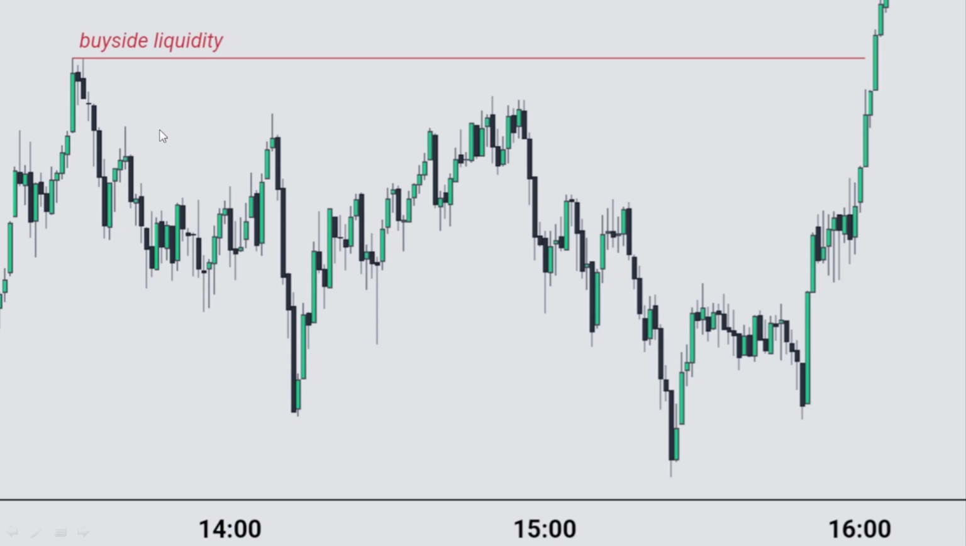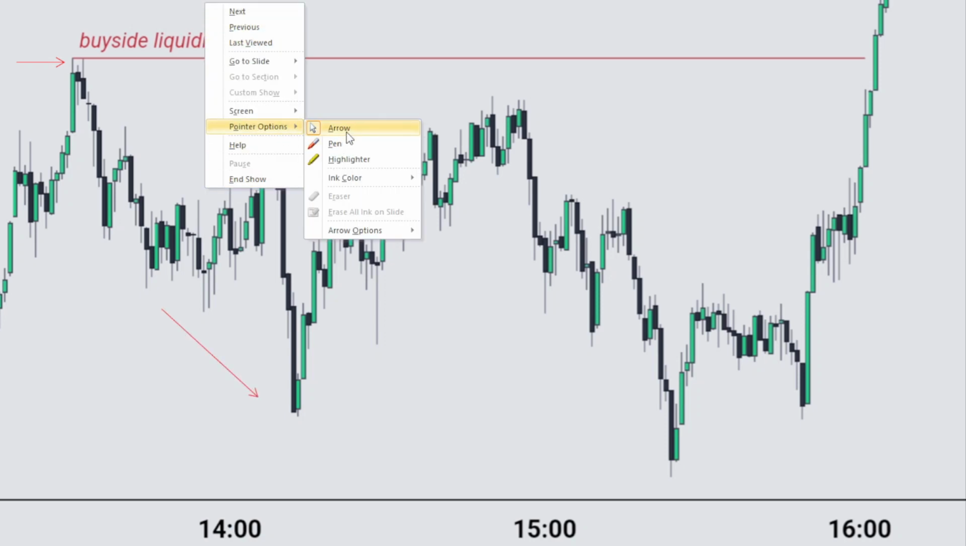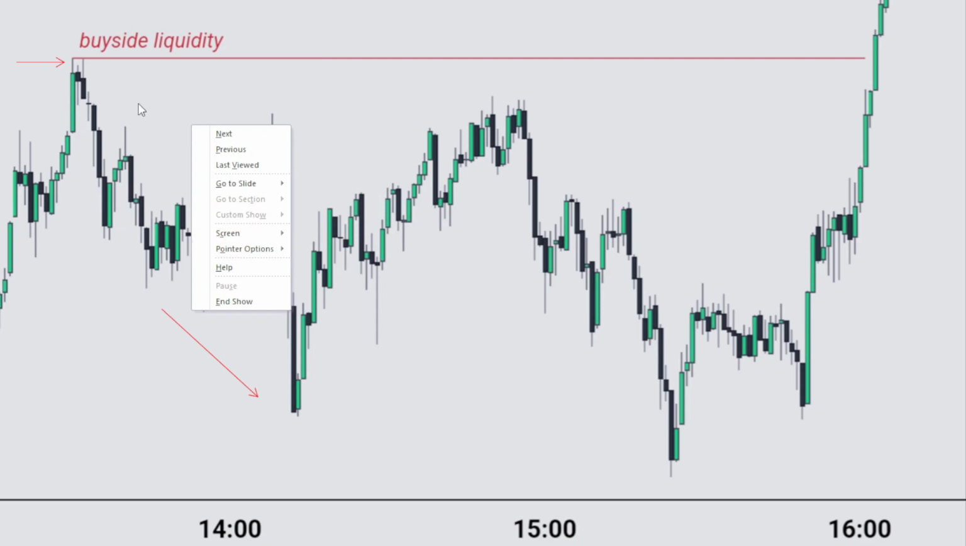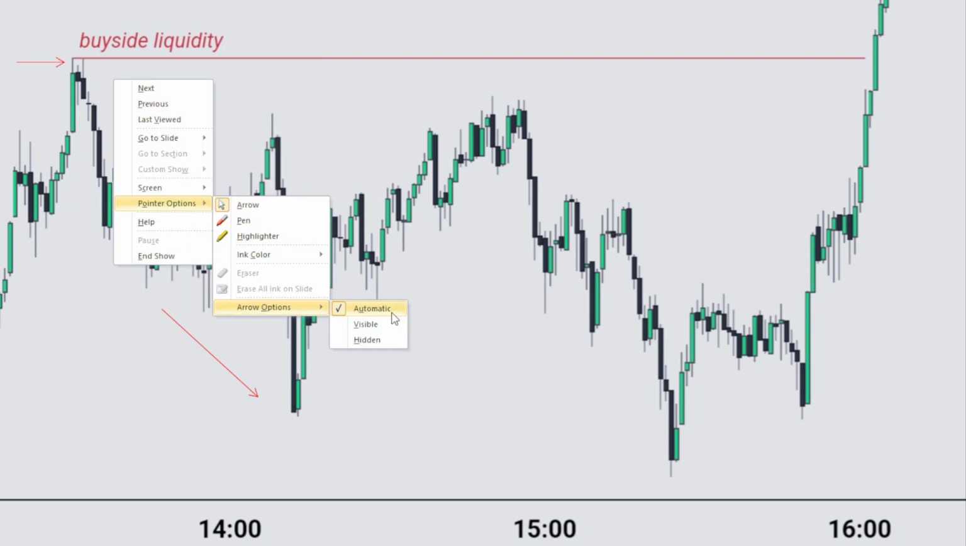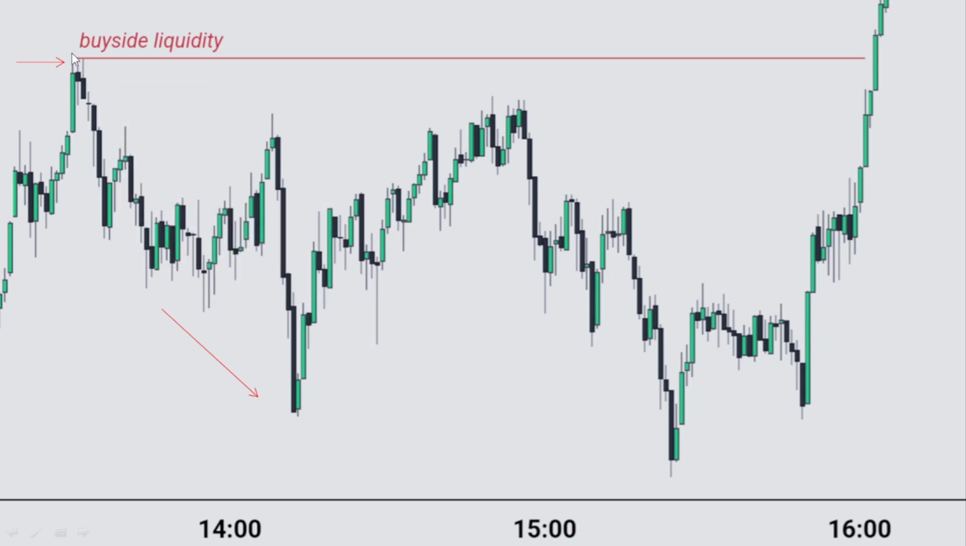So here we have an example of how to use buy side liquidity as an equal high. So we have a high right here, you can see. Let me put this arrow, okay? Let me put it visible, okay? So we have a high right here, equal high, and you see what price does?